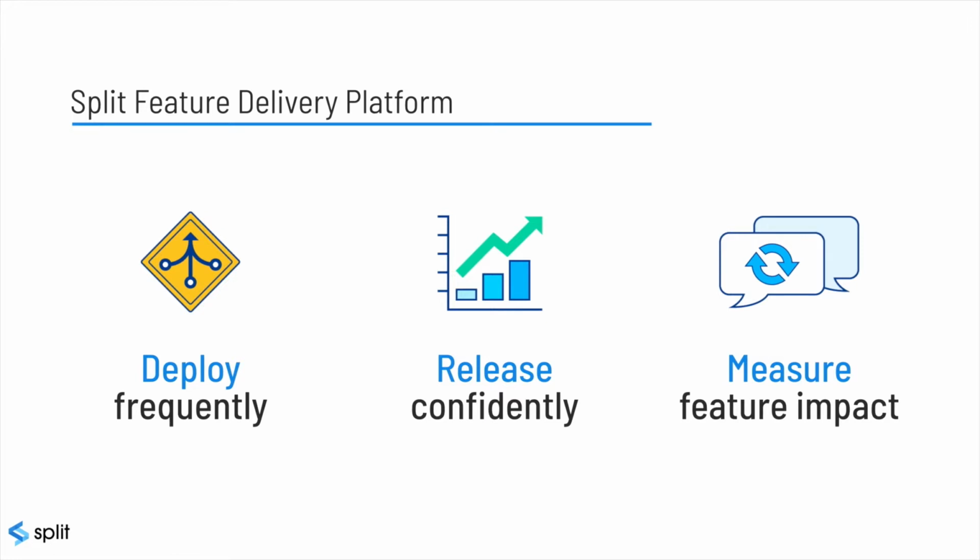With these capabilities, engineering teams can do the following. They can deploy frequently by gating their work behind feature flags. They can release confidently, knowing bad features can be instantly stopped with a kill switch. And they can measure the impact of features to know which ones drive positive outcomes.